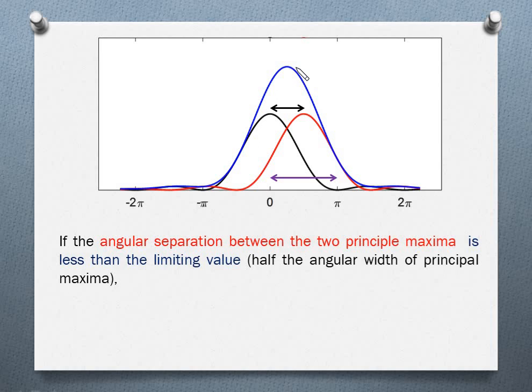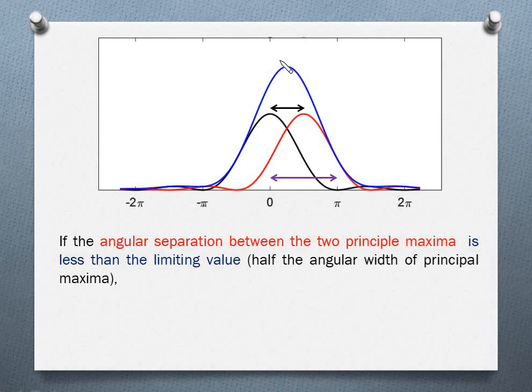So if the distance between them is such that they form this kind of pattern, then the optical instrument is not able to say whether there are two objects. It will always point out that there is only a single object. So this is not resolved.